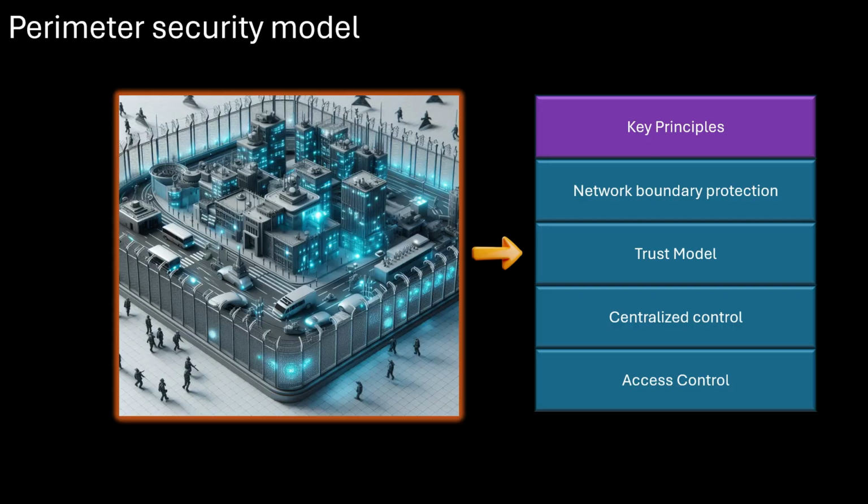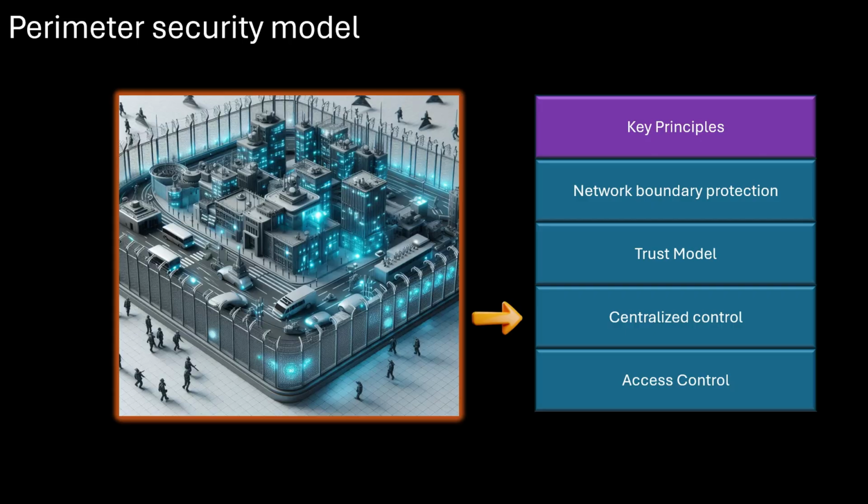The second security principle is trust model. In this case, the model operates on the assumption that everything inside the perimeter is trusted. Once users and devices pass the perimeter defenses, they are considered safe and are often given broad access to internal resources. Third principle is centralized control.